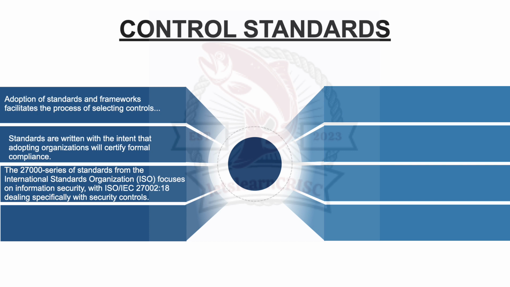The first is the 27000 series. Friends, this refers to the family of standards developed by the International Organization for Standardization that specifically address information security management systems. Next, it focuses on information security. Friends, the primary theme of the ISO 27000 series is information security. This means that the standards within this series provide guidelines and best practices for organizations to establish, implement, maintain, and continually improve their information security management system. Right? Next, this statement discusses ISO/IEC 27002. Friends, we all know that 27002 focuses specifically on security controls.